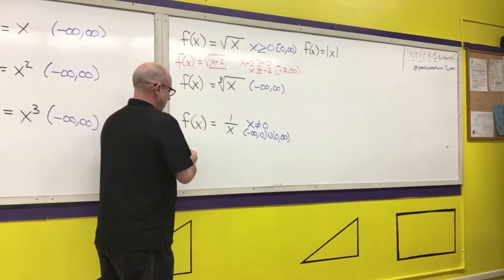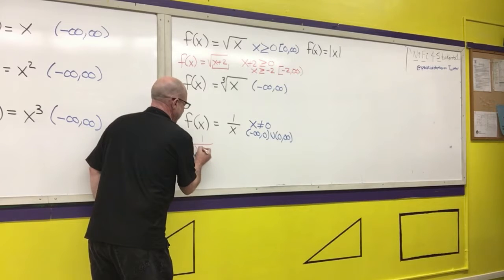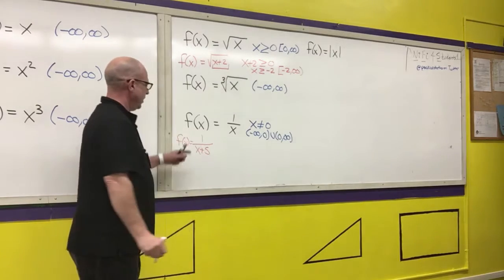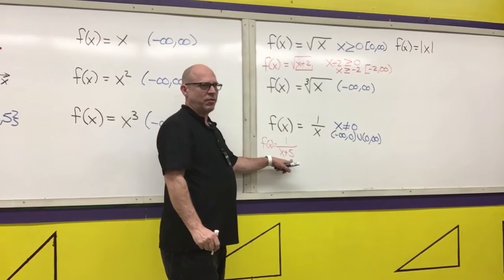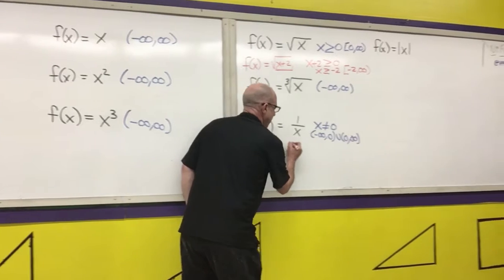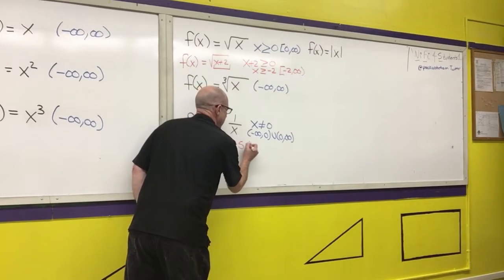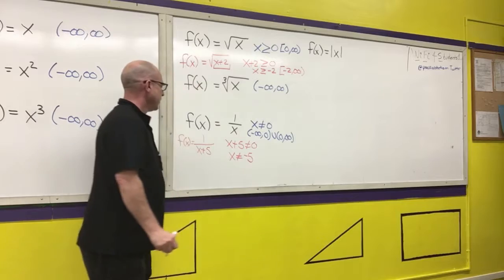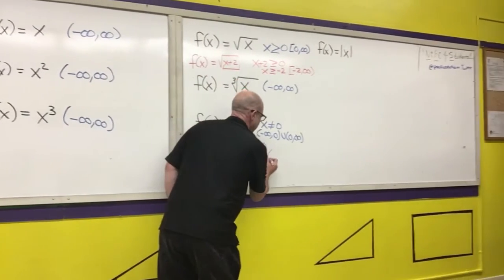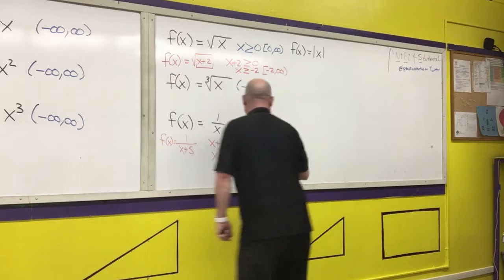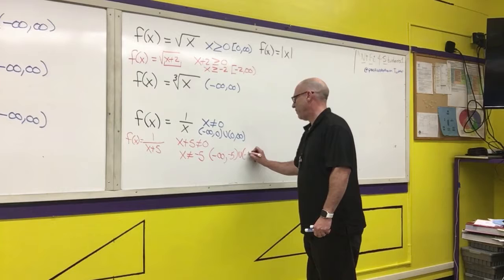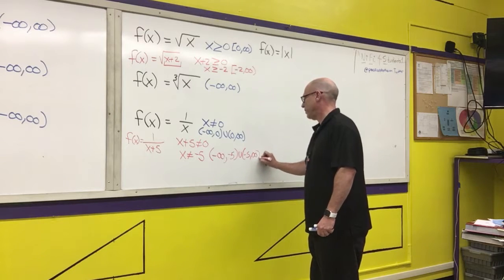The related function 1 over x plus 5, if I want to know what the domain of that function is, I set x plus 5 not equal to 0 and solve that. Subtract 5 from both sides, and I know that x has to be not equal to negative 5. So in interval notation, it would be negative infinity to negative 5, unioned with negative 5 to infinity.